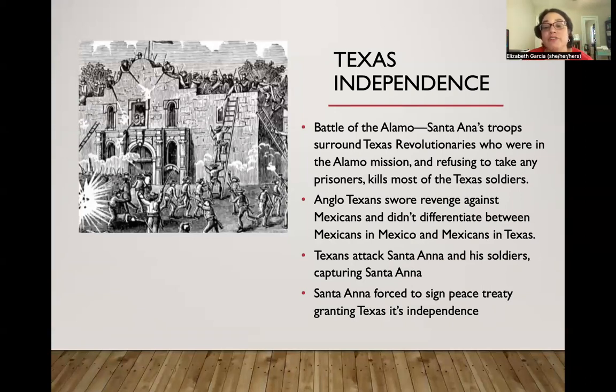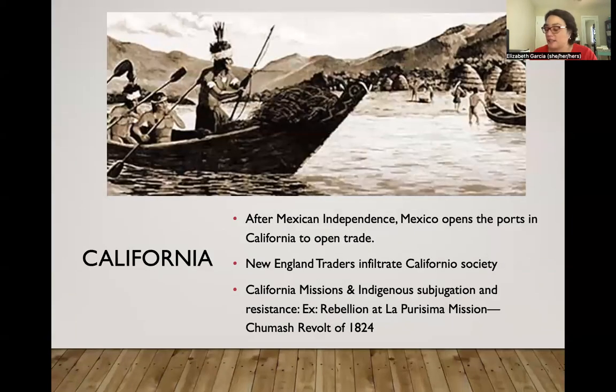Anglo-Texans end up swearing revenge against Mexicans, and unfortunately didn't differentiate between Mexicans in Mexico and Mexicans in Texas. So you have at this point some of these racial tensions being created between Anglo-Texans and Mexican Texans. Texans eventually catch up to Santa Anna and attack him and his soldiers, and end up capturing Santa Anna and force him to sign a peace treaty granting Texas its independence. So this is how Texas becomes independent in 1836.